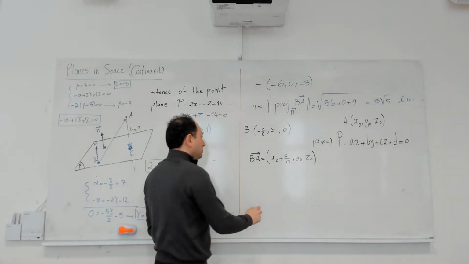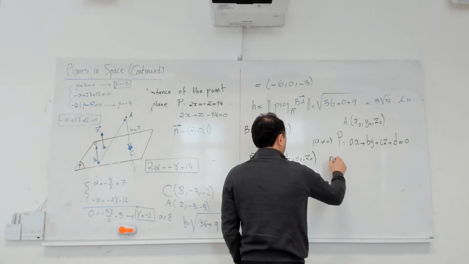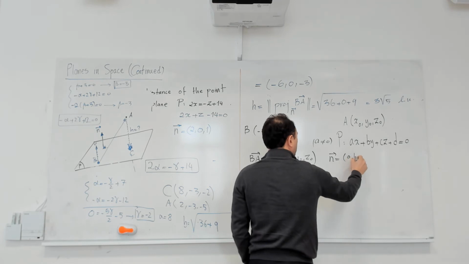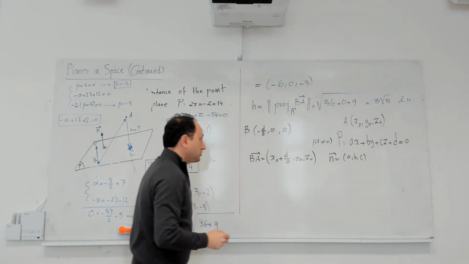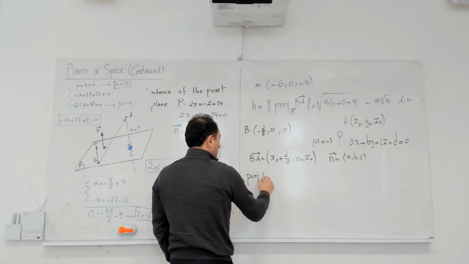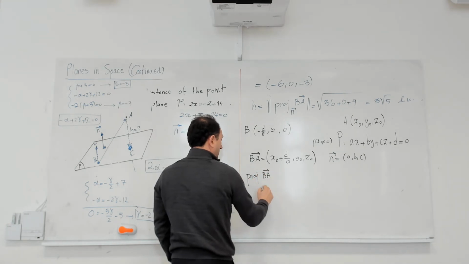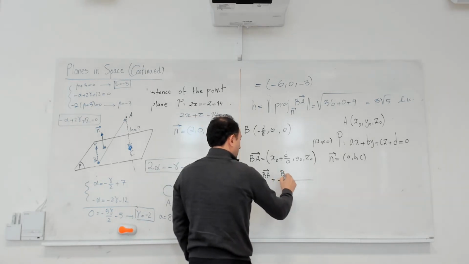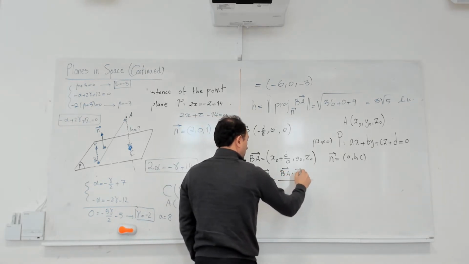Okay, what is the normal vector? A normal vector is A, B, and C. And what I do is project the vector BA onto vector N. So what is the answer? The formula is BA dot N divided by norm of N squared, times N.